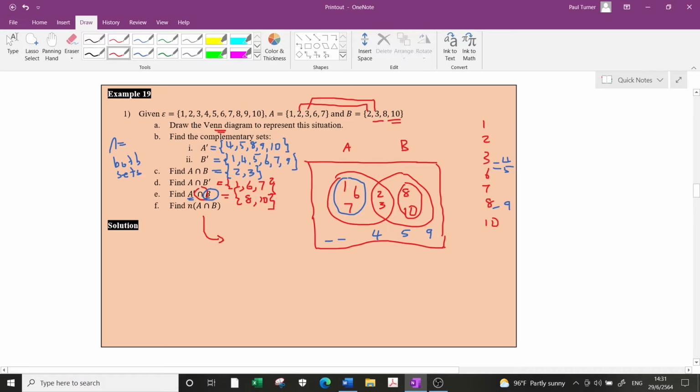So how about this question here? n means, remember, cardinal number. So how many elements are in the intersection of A and B? And remember, A and B is here. So there are only 2 elements, so that equals 2. Okay, we'll get more practice on Venn diagrams soon.